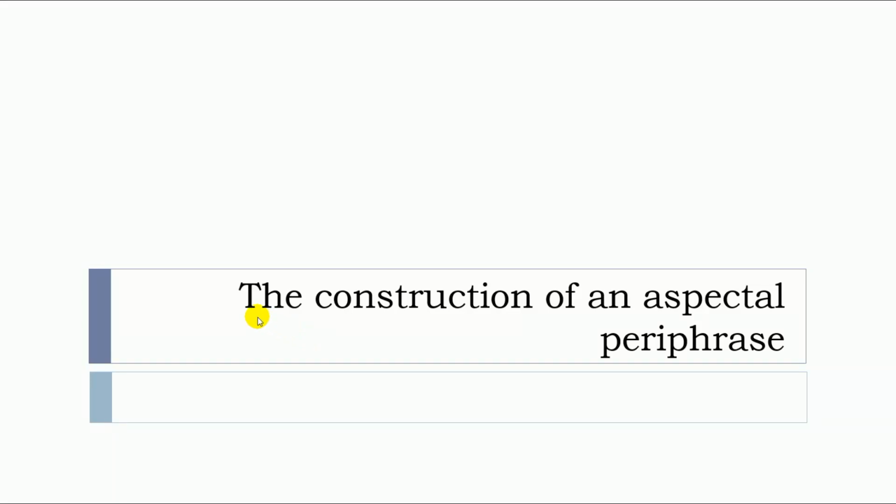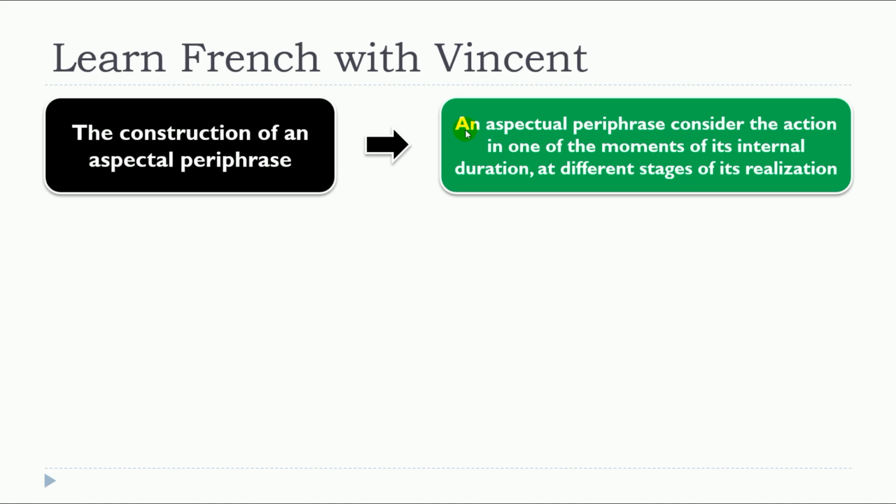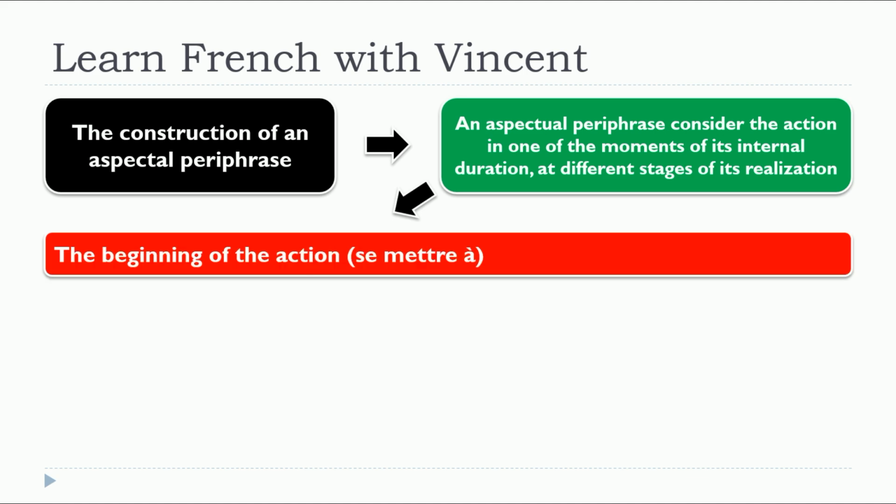In this lesson, we will see together the construction of an aspectual periphrase. An aspectual periphrase considers the action in one of the moments of its internal duration, at different stages of its realization. Let's have a look, and you will see that it's not as complex as it first looks.